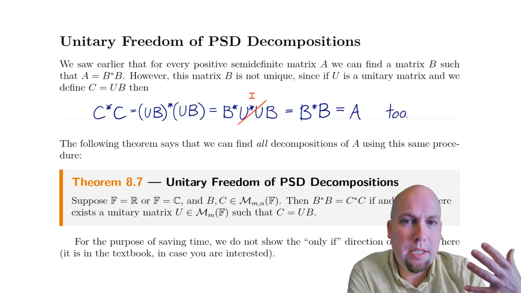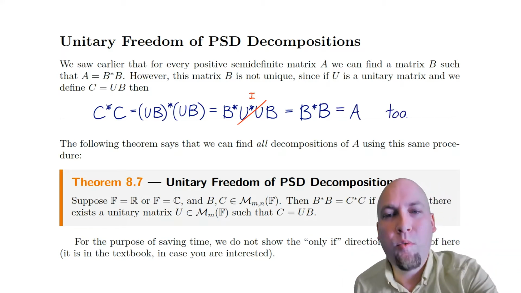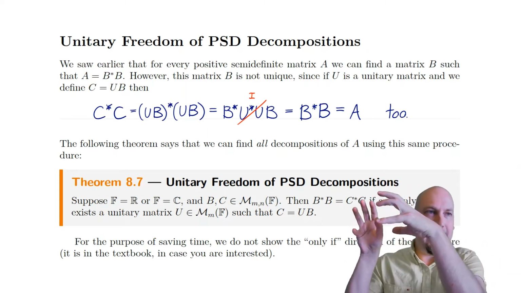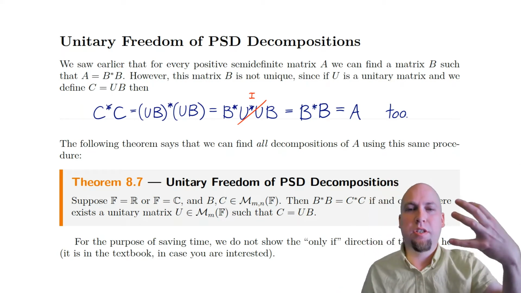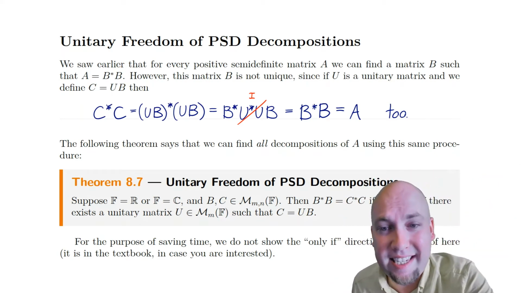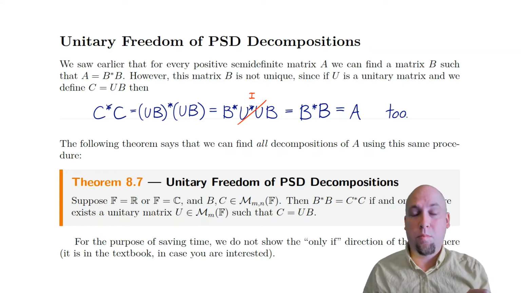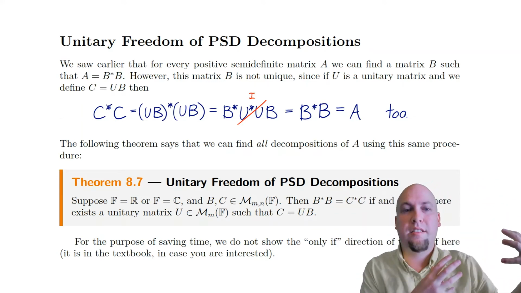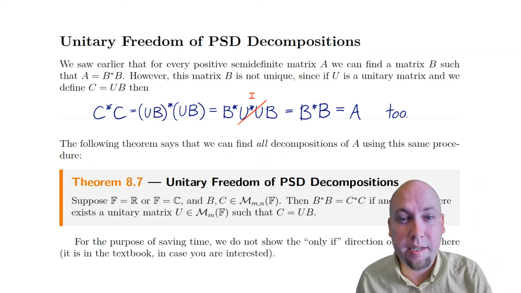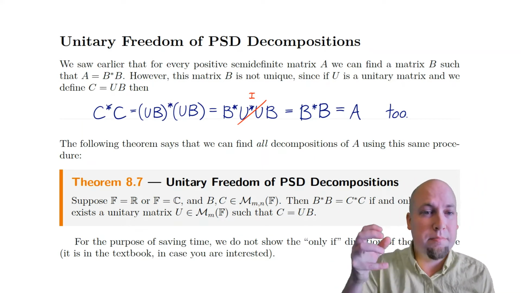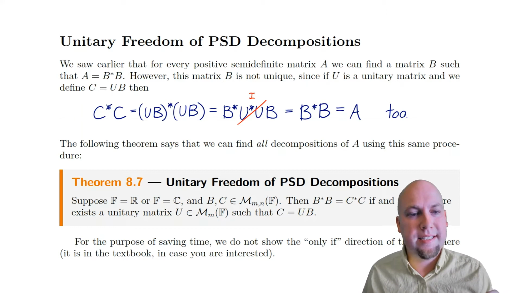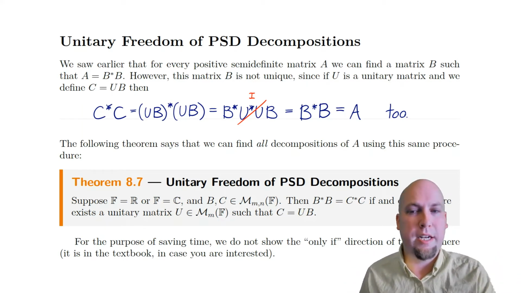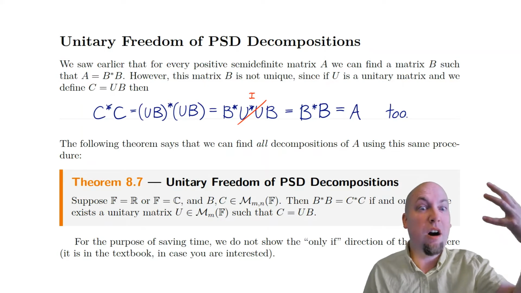which is just A. So the point is, if I have one way of writing A as B star B, then I can find another matrix C that decomposes it in the exact same way. In fact, I can find lots of C's because there are lots of unitary matrices I can choose; I can choose any unitary matrix I want. Doing left multiplication by that unitary matrix gets us another decomposition of A. What Theorem 8.7 says is that that's actually how you get all possible decompositions of a positive semi-definite matrix. There are no others.